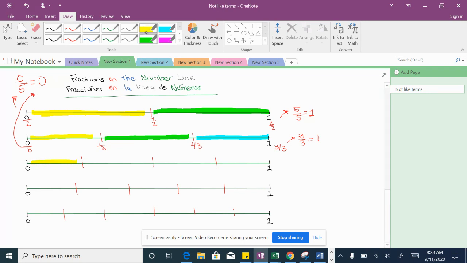Here we have one part, two parts, 3 parts, and 4 parts. So I know my denominator is 4. Aquí tenemos 4 partes, entonces el denominador es 4. Remember that the denominator is on bottom, el denominador está abajo, and the numerator, el numerador, está arriba.